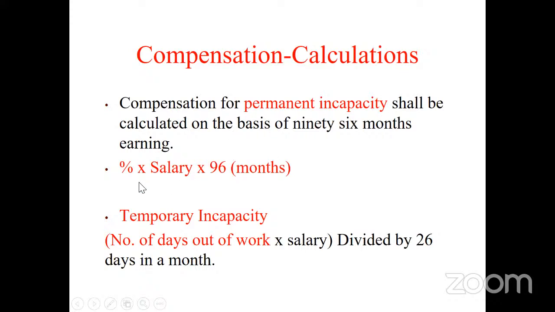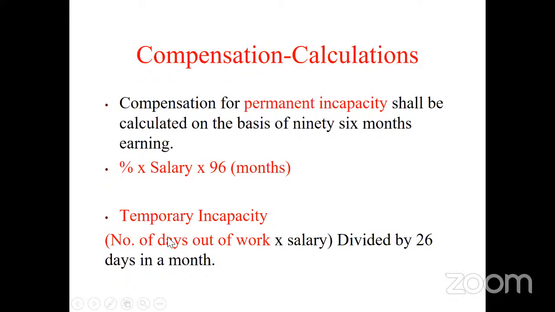Then he will take that percentage times the salary you were being paid at the time the accident happened, times 96 months. Why 96? The law stipulates this, it's supposed to be 96. We usually also look at other stakeholders. Other stakeholders also sat down and came up with a conclusion that is fair for the insurance as well. And also we benchmarked from other countries. That's why we came up with this 96.